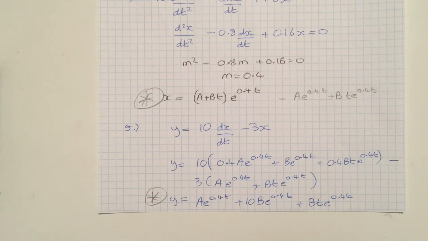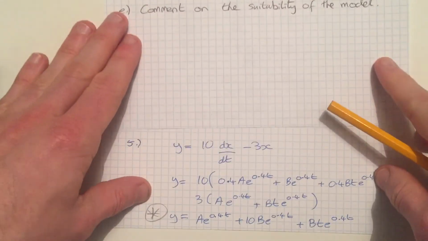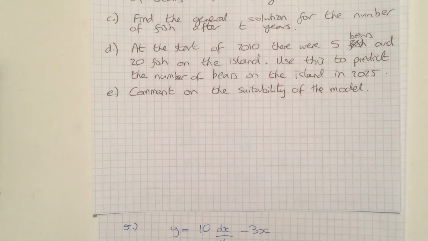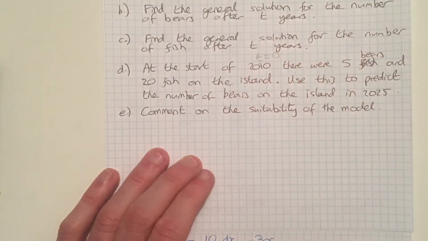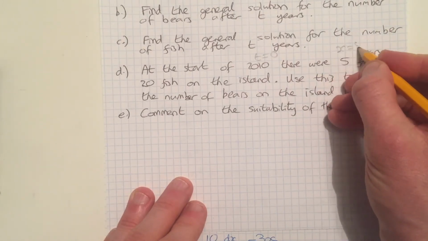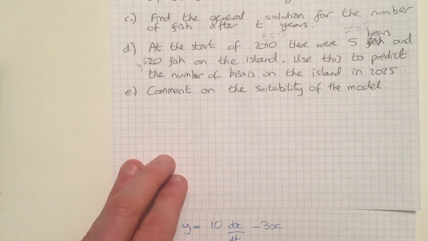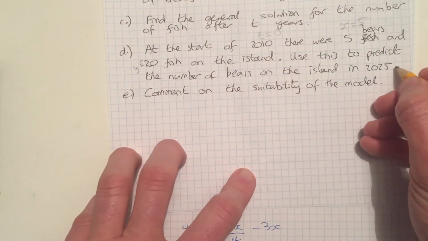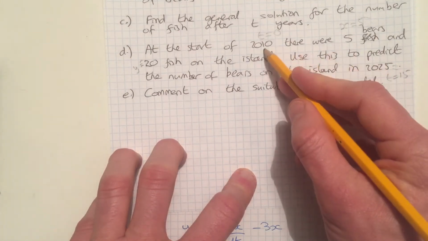I now want to use, well actually I've not shown you this part of the question, so let's go to part D. Part D says, at the start of 2010, so remember 2010 was when the survey began, so at the start of 2010, T was 0. There were 5 bears, so X is 5, and 20 fish, so Y is 20. Use this to predict the number of bears on the island in the year 2025. So that means that T equals 15 years after 2010.